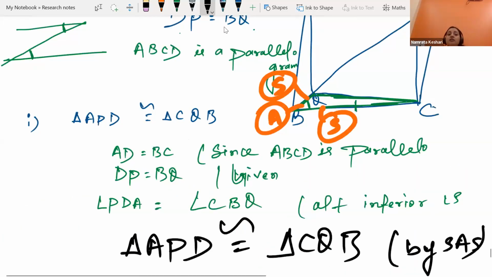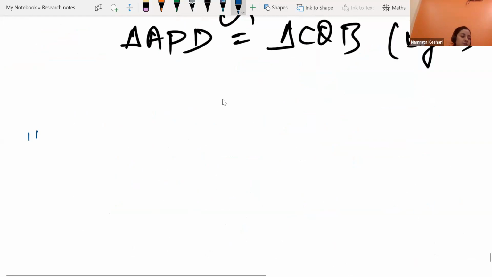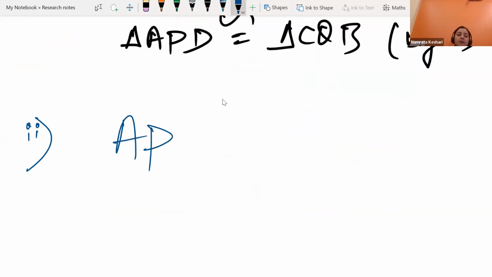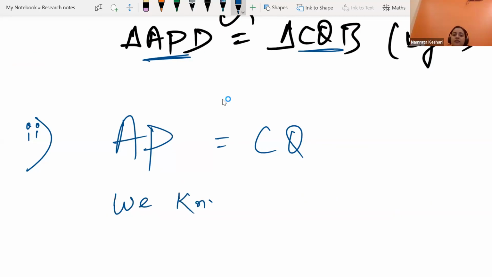Now part 1 is done, there are more parts over here: part 2, part 3, part 4. Part 2 just says, show that AP is equal to CQ. That's what we have to prove in part 2. So can we say that AP and CQ are equal by CPCT? Yes or no? Yes, ma'am. Can we say that? Yes, Tejas, you are getting it. Rest of the students, can we say that?